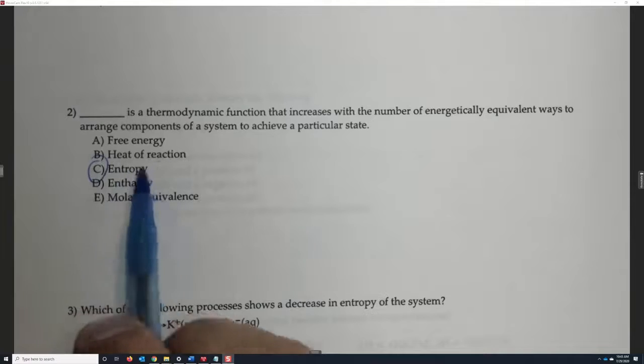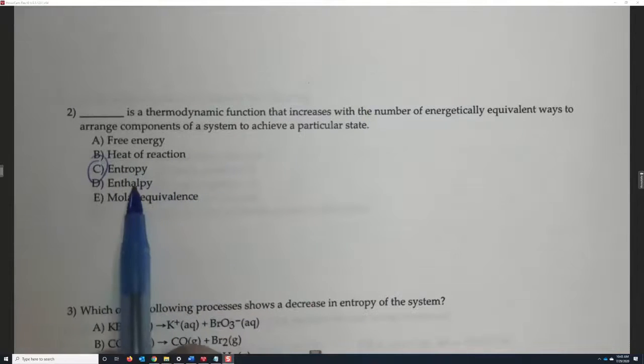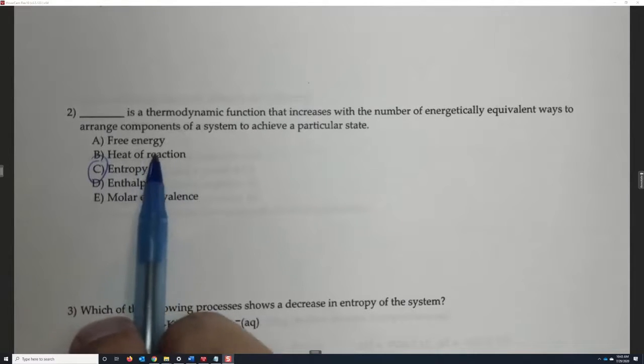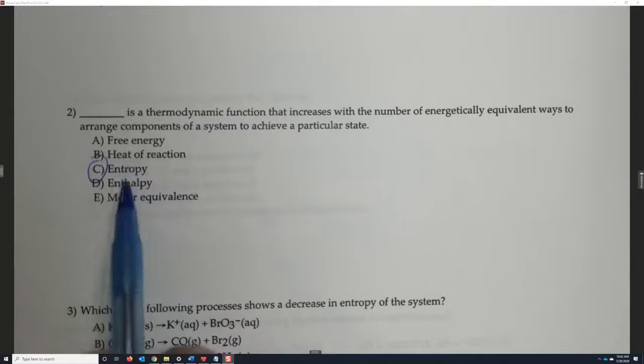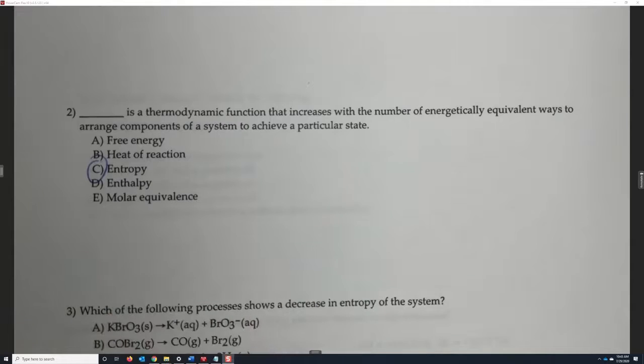Heat of reaction, or enthalpy of reaction, is basically heat energy, and this is just specifically for a reaction. Okay, and this is more generally. And molar equivalence kind of has nothing to do with this.